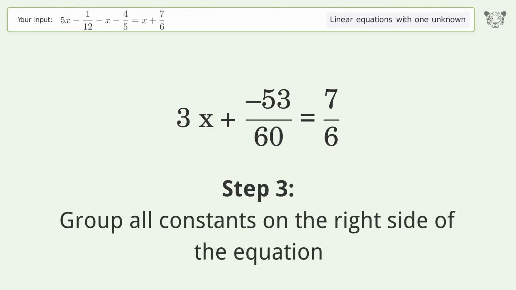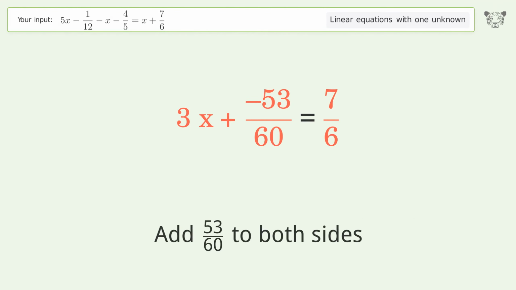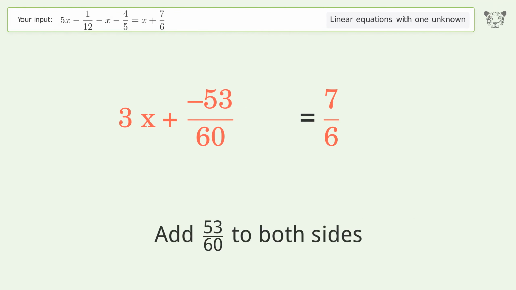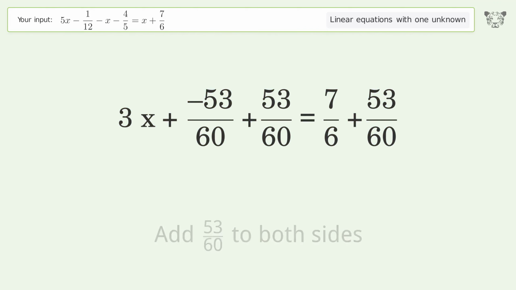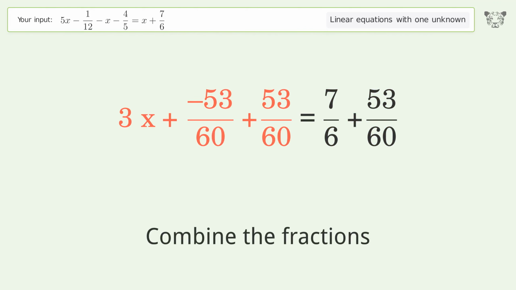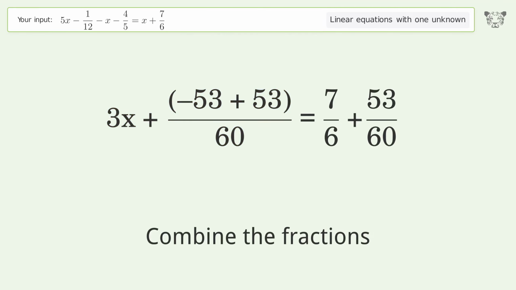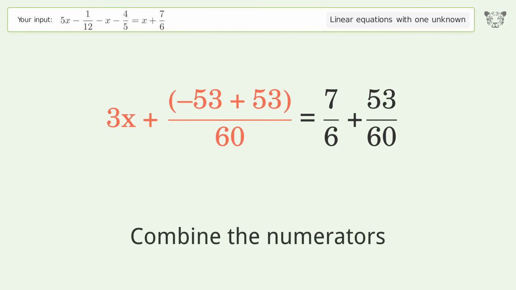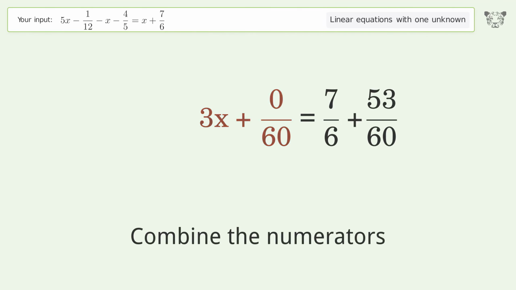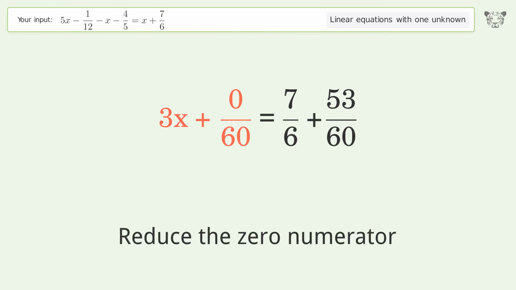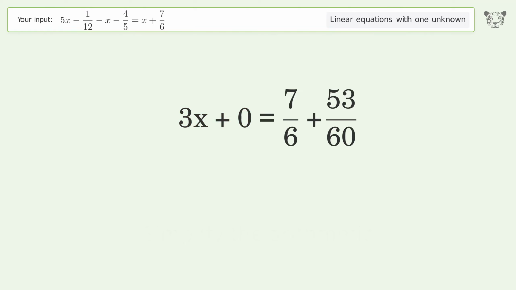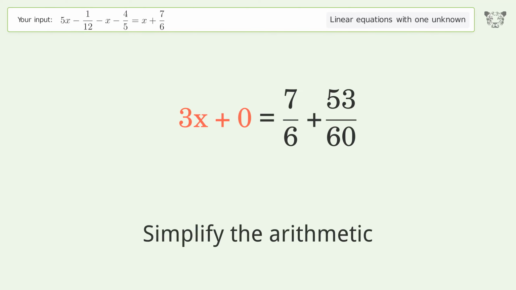Group all constants on the right side of the equation. Add 53/60 to both sides. Combine the fractions. Combine the numerators. Reduce the zero numerator. Simplify the arithmetic.